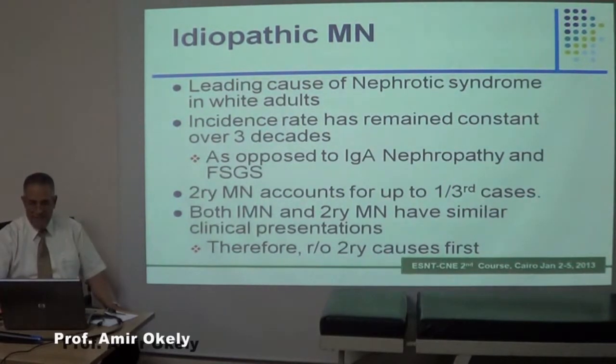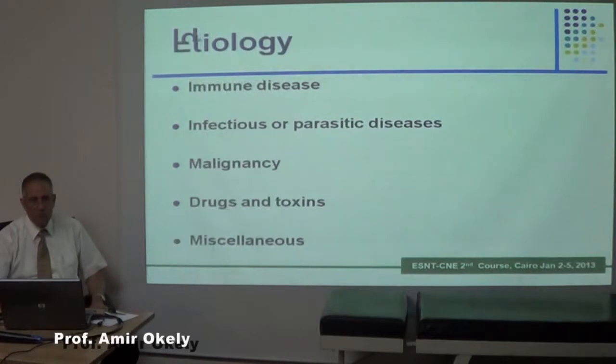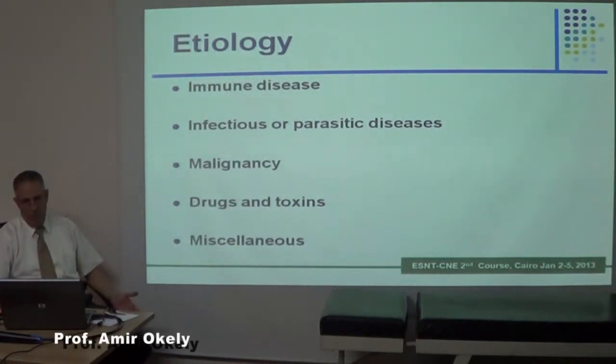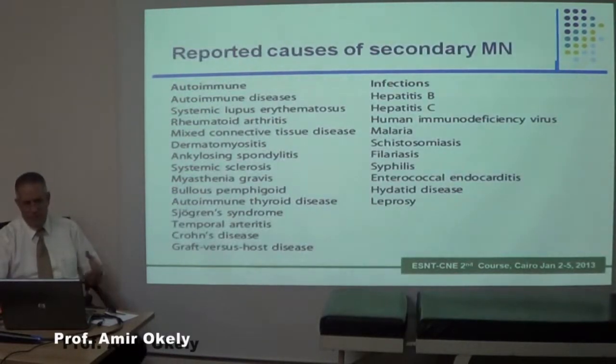Both idiopathic and secondary membranous nephropathy have similar clinical manifestation. So the rule in this situation is to exclude secondary causes of membranous nephropathy before saying that this patient has idiopathic membranous nephropathy. What about the etiology for membranous nephropathy? Maybe due to immune disorders, infection, malignancy, drugs and toxins, and miscellaneous causes. Actually, the list is quite big.